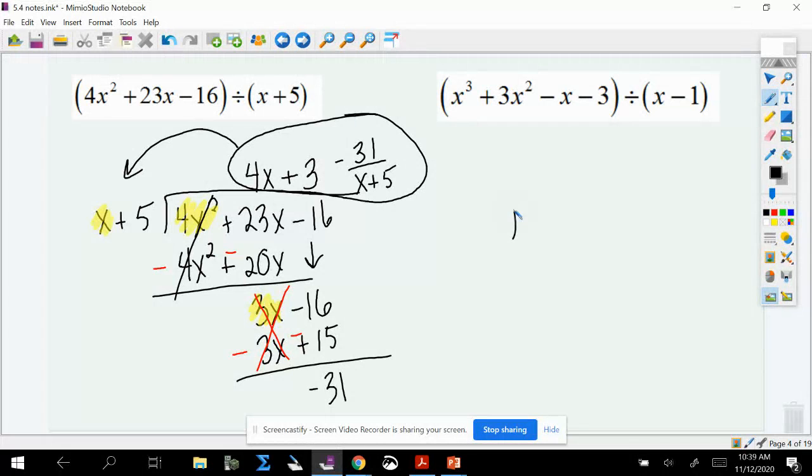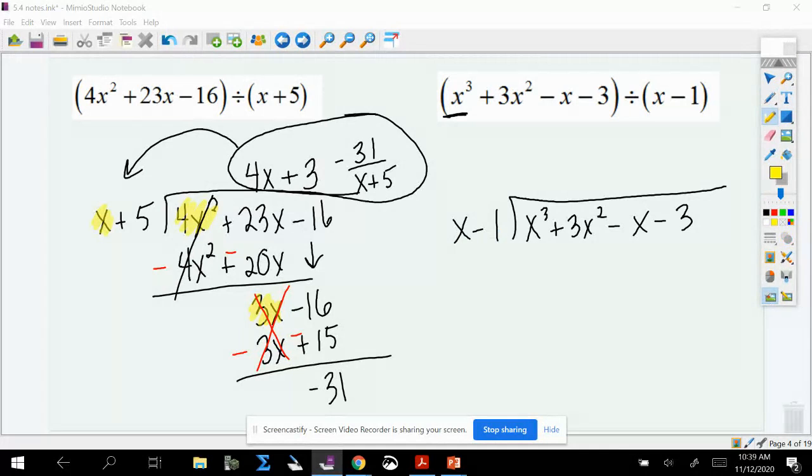This one is going to be a little longer. The reason I know this one's going to be longer is because I start with a higher power. The higher power that I start with, the more steps it's going to repeat. It's still the same steps. It's just they repeat more because there's more terms. And we're going to divide that by x minus 1.